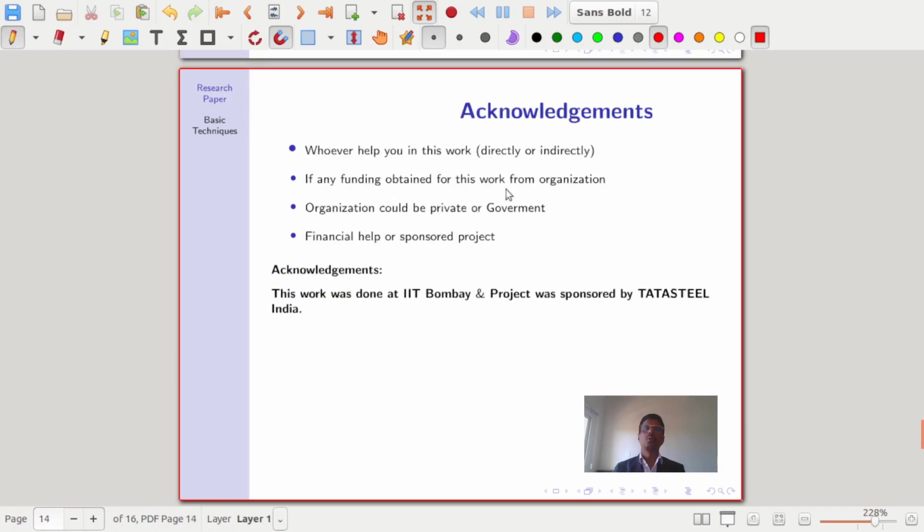Acknowledgement. Whoever helped in this work, directly or indirectly, you should write there as an acknowledgement. If you got any funding from private or government organizations, you have to include that. Typically called sponsored project or financial help. An example is, this work was done at IIT Bombay and the project was sponsored by Tata Steel India.